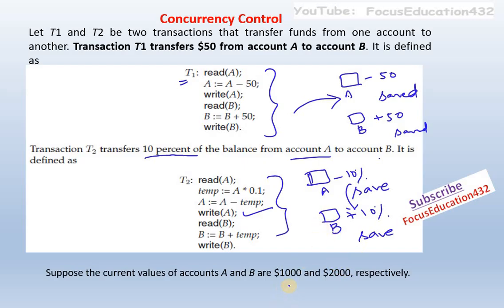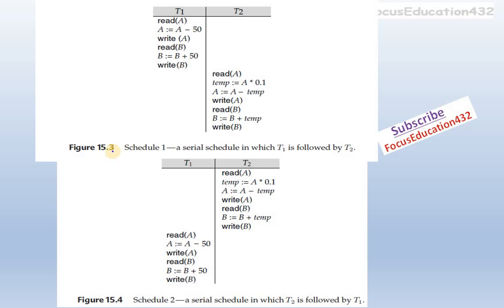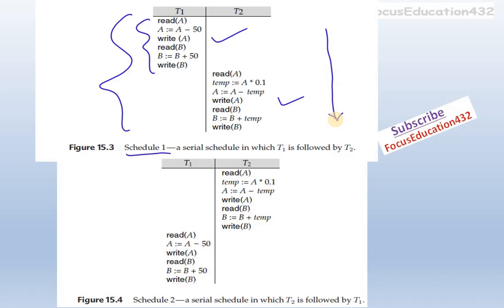Suppose these two users are online and consider that account A has $1,000 and account B has $2,000 respectively. Here we have schedule 1 in figure 15.3. In this case, first T1 is executed, followed by T2, in this order. No issue in that, right? Even though both users are executing their tasks, there will not be any issue if it is done this way, which is a serial schedule, T1 followed by T2. In another case, T2 is executed first, followed by T1, and then also there are no issues, even though both tasks are executed serially, not at the same time.